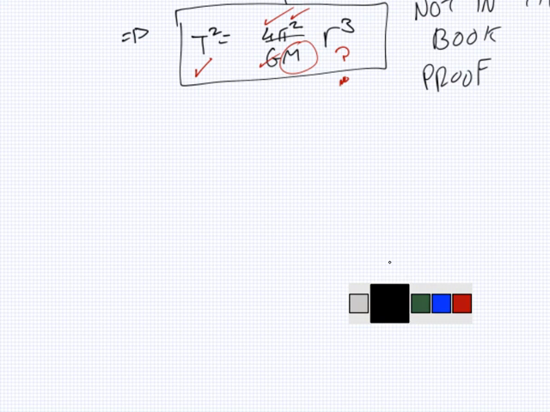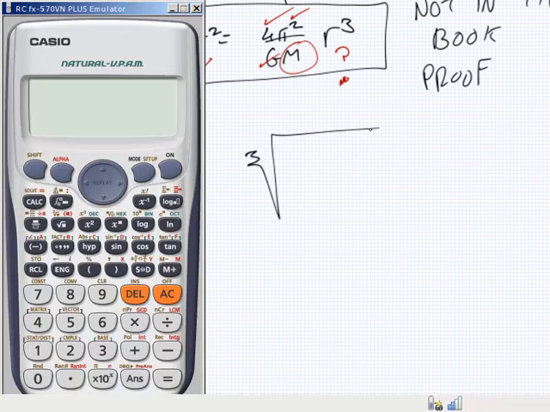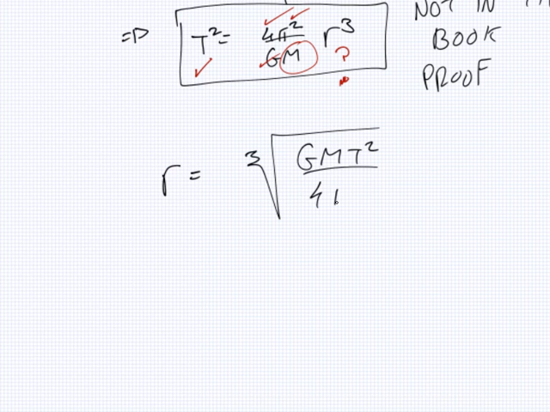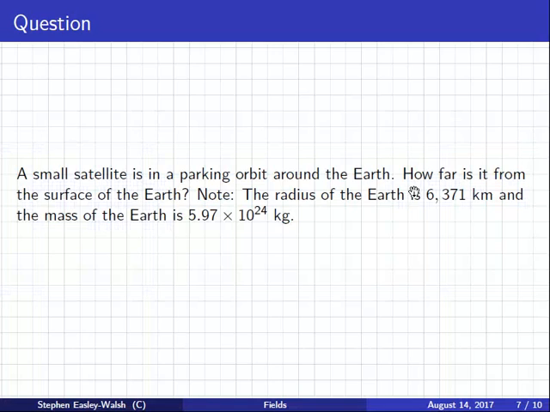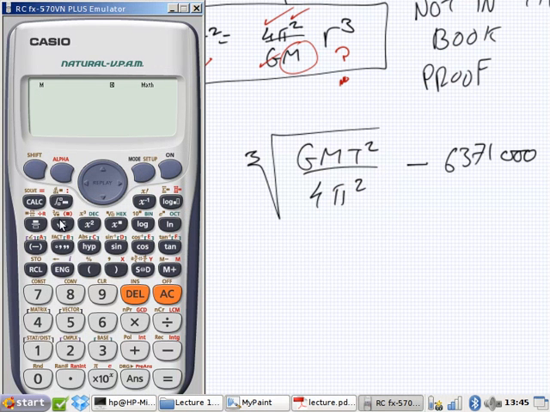So what you'll do is just rewrite this as R equals cube root of G M T squared over 4 pi squared, minus 6371 kilometres. I didn't write anything wrong. R equals cube root GMT squared over 4 pi squared minus 6,371,000 metres. Well, I can put in the 4 pi.